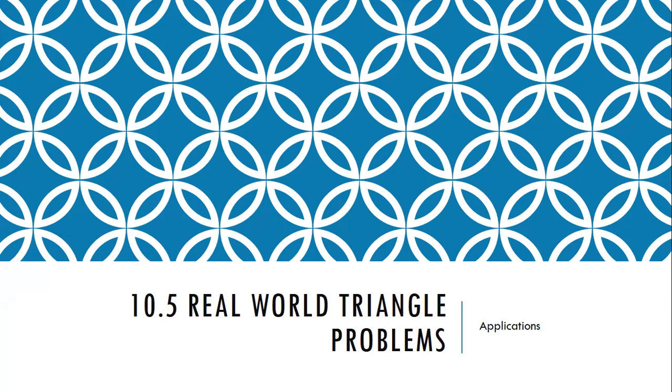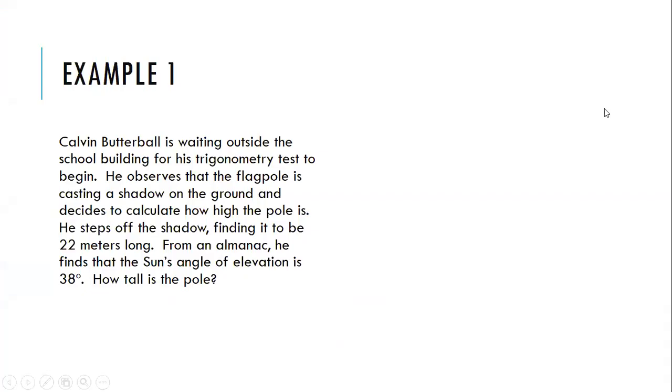Example number 1 is for you guys to walk me through it. If you did your do now, then that was to get your mind going and thinking about how to solve example number 1. So it says here, Calvin Butterball is waiting outside the school building for his trigonometry test to begin. He observes that the flagpole is casting a shadow on the ground and decides to calculate how high the pole is. He steps off the shadow, finding it to be 22 meters long. From an almanac, he finds that the sun's angle of elevation is 38 degrees. How tall is the pole?